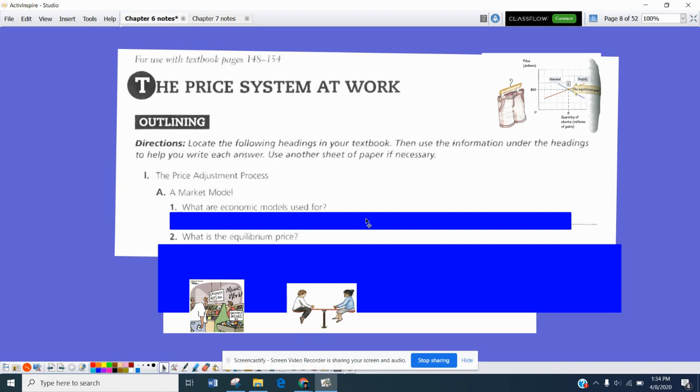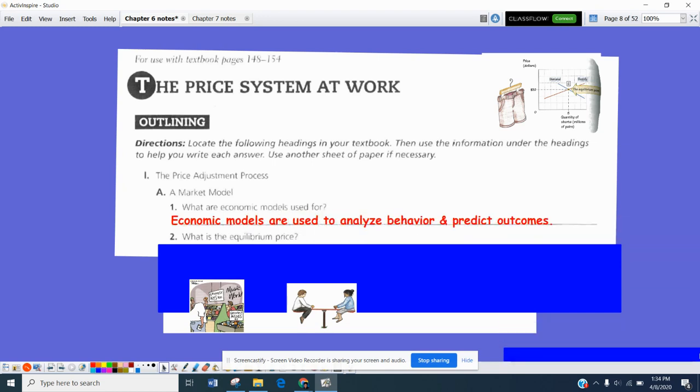What are the economic models used for? Well, for the most part, it's all about trying to analyze behavior and predict outcomes. That's really the whole key of it. Is it perfect? Not always, but it gives us some ideas of what might happen. And that's the reason why those economic models are used.